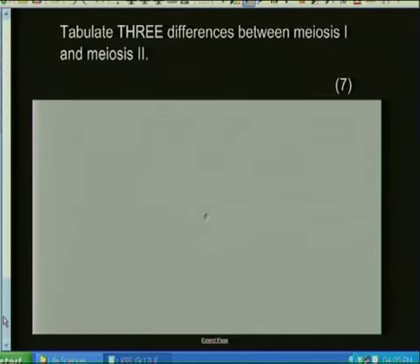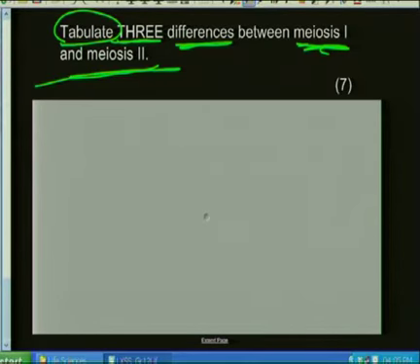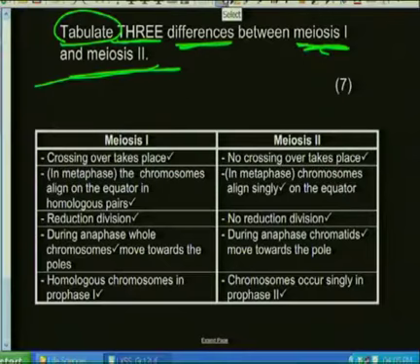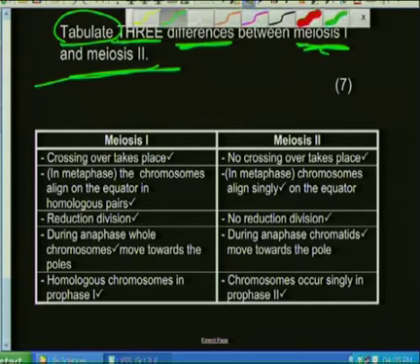Question 4 says, tabulate 3 differences. Tabulate, verb, how many? 3, what? Differences between meiosis 1 and meiosis 2. And first and foremost, you have to draw a table. That's your 1 mark. You're going to get 1 mark just to draw the table.